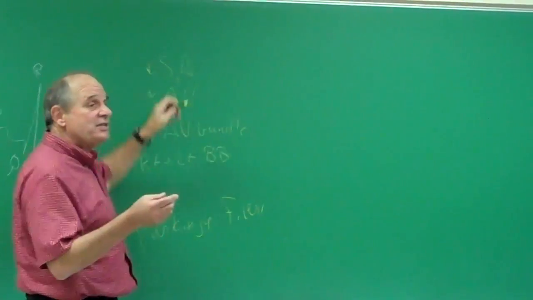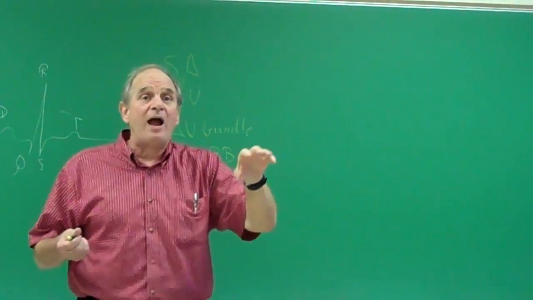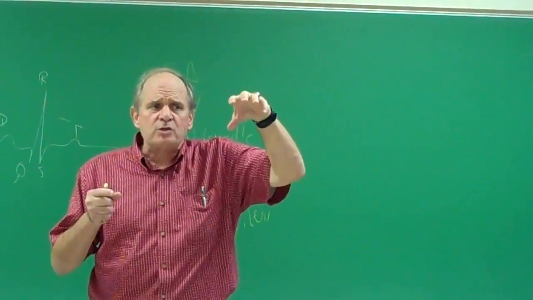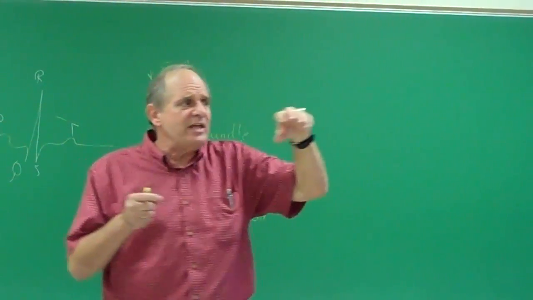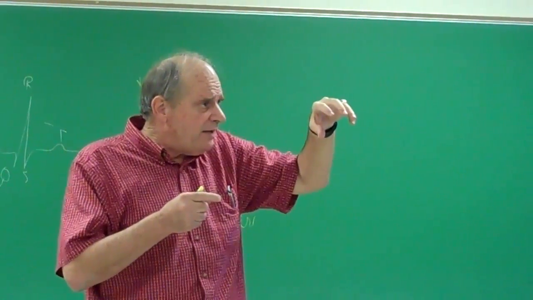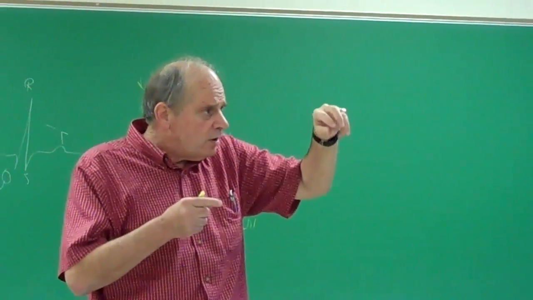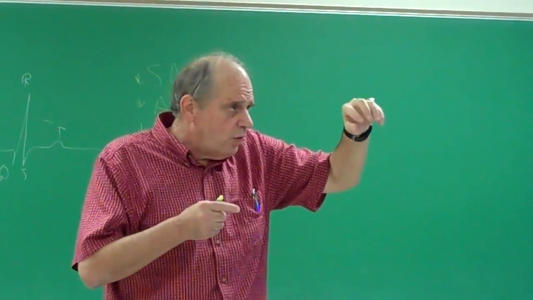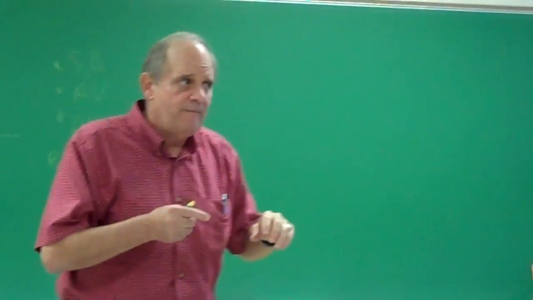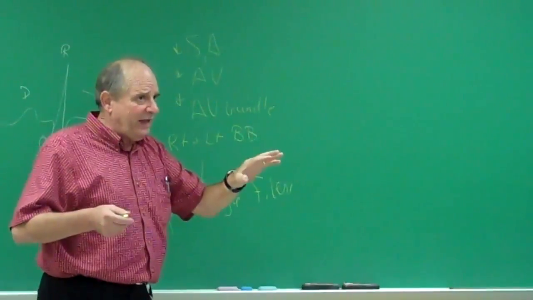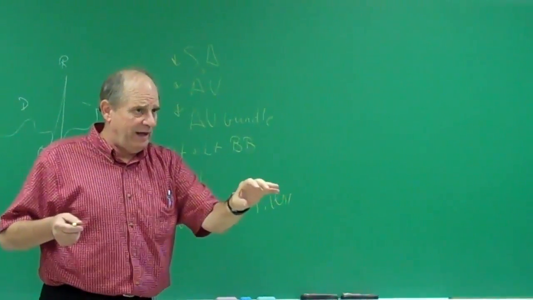Because once the SA node fires, just a millisecond after it fires, the atria do this. So the SA node fires, and then the atria wiggle a little bit. That's AFib. Now, people can live with AFib, and we're going to get into how they treat AFib.